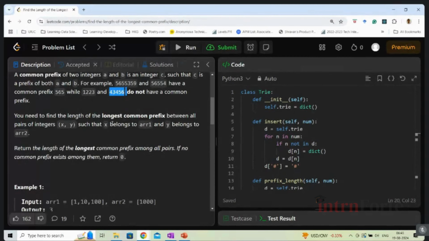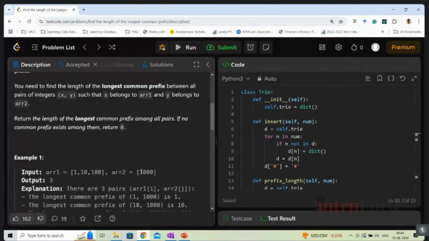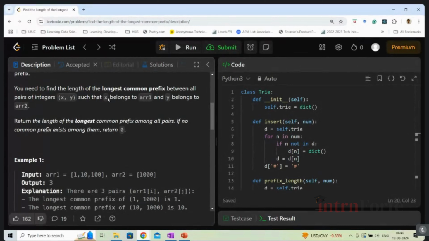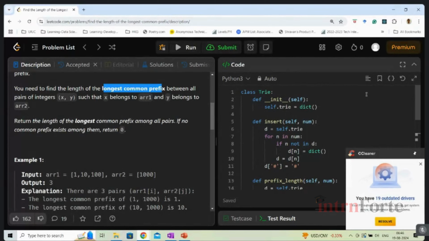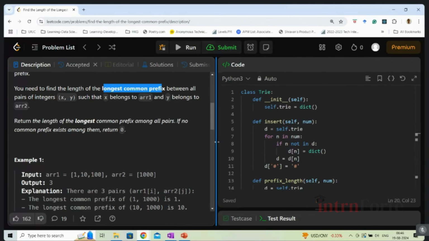Now the question is, given two arrays of this form, we have to find the length of the longest common prefix between all pairs of integers such that the first integer belongs to the first array and the second integer belongs to the second array. Basically meaning that if you take one integer from the first array and one integer from the second array, what is the length of the longest common prefix possible between those two?